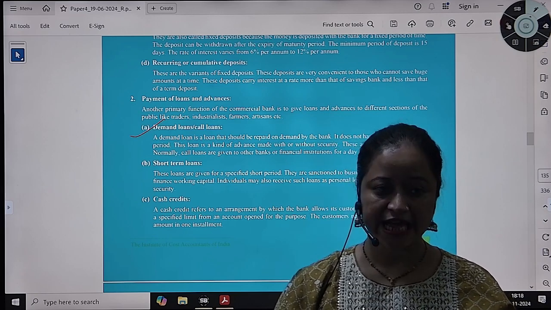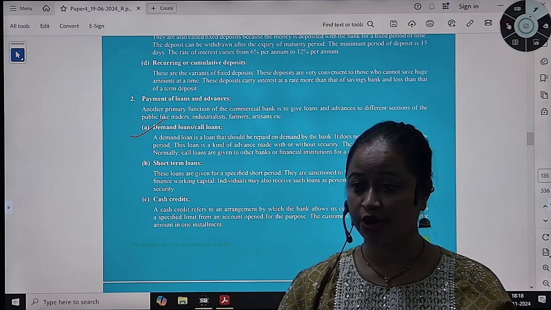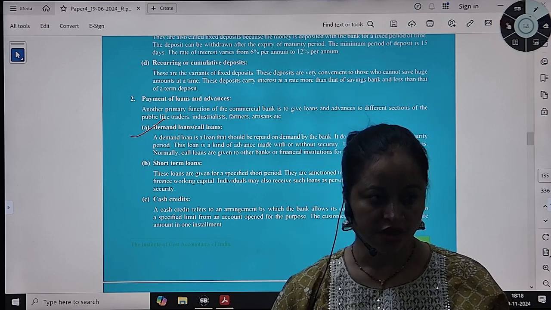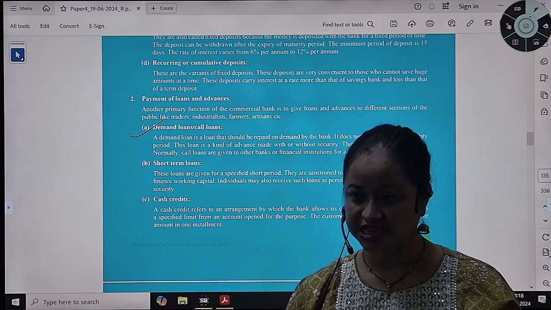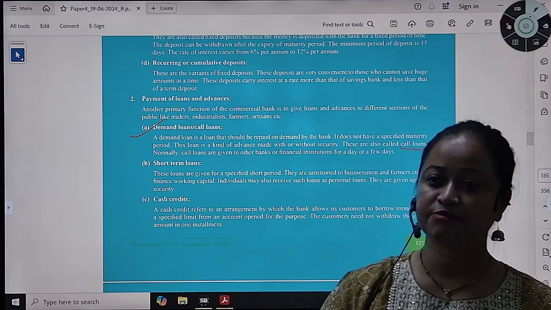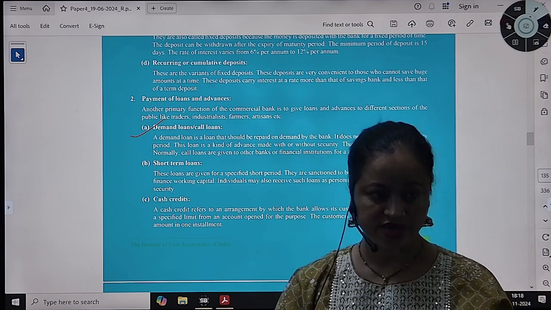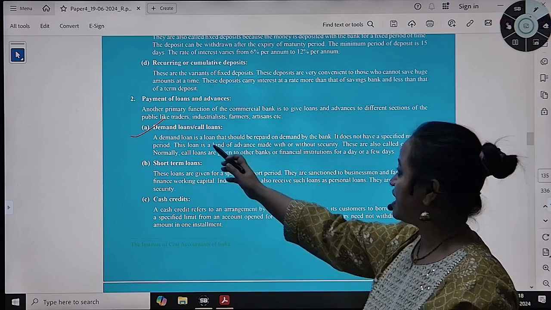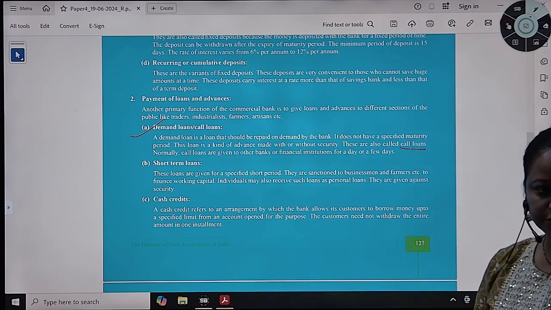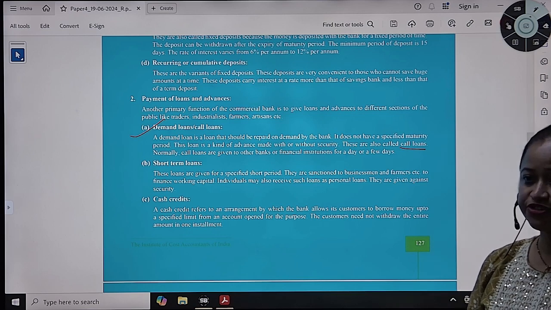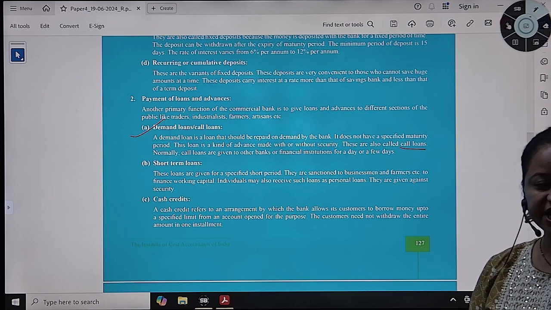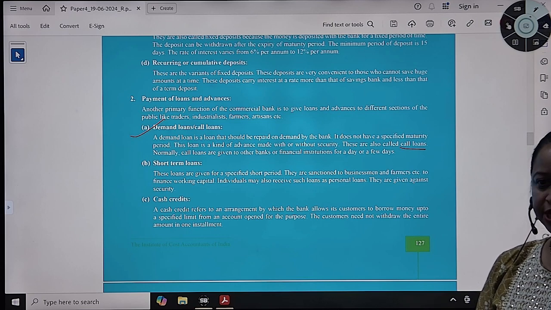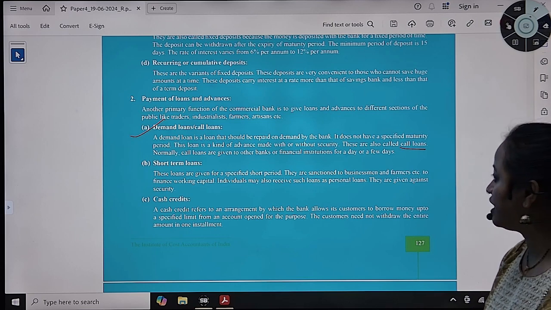If one bank is taking a loan from another bank or another financial institution, or if one financial institution is taking a loan from another bank or another financial institution, that is called your call loan, or we can say demand loan. Am I clear to you? And here the rate of interest is volatile and very high. Okay, it keeps changing, it's very volatile and it's very high.